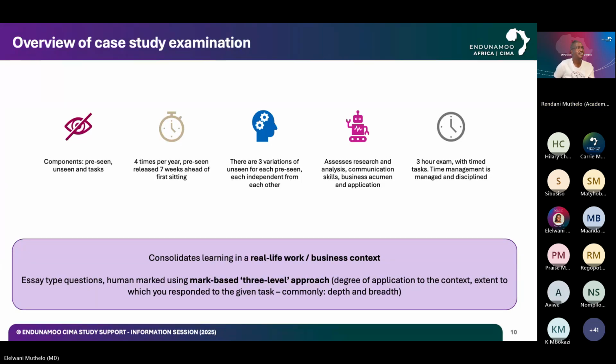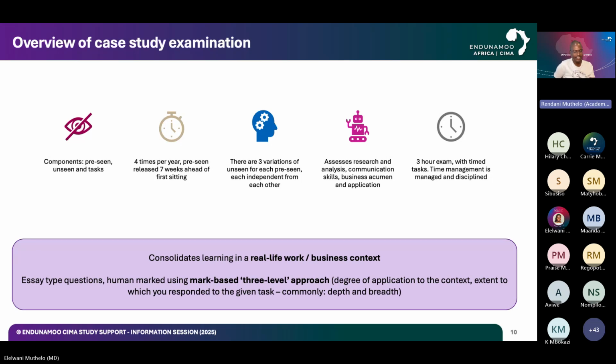Oh, that almost sounds like an APC, right? In the APC, we talk about a pre-release for the pre-seen. For the unseen, we're talking about IOD, information on the day, and there's also a task list. So that is the structure. But what is a pre-seen?